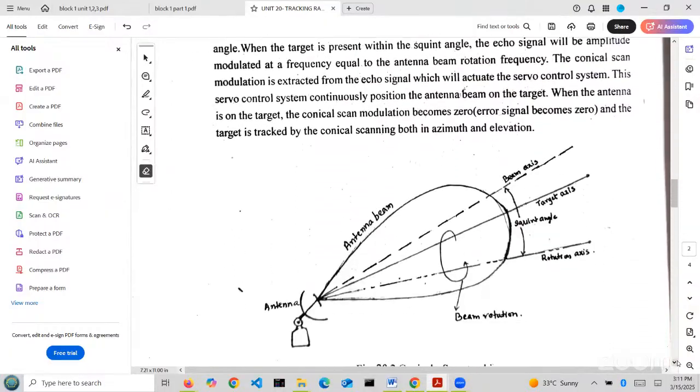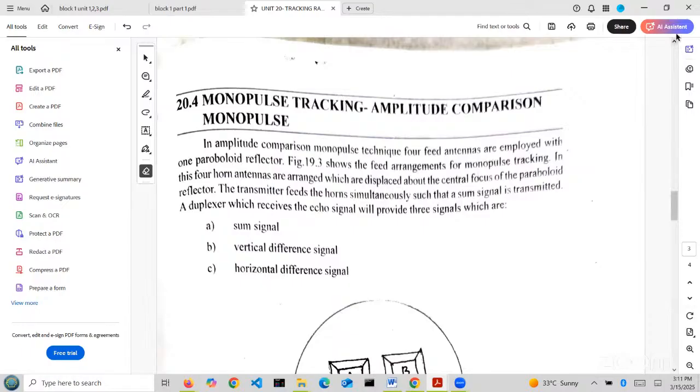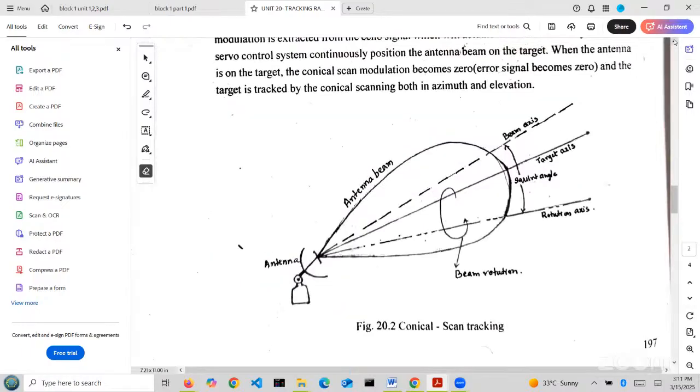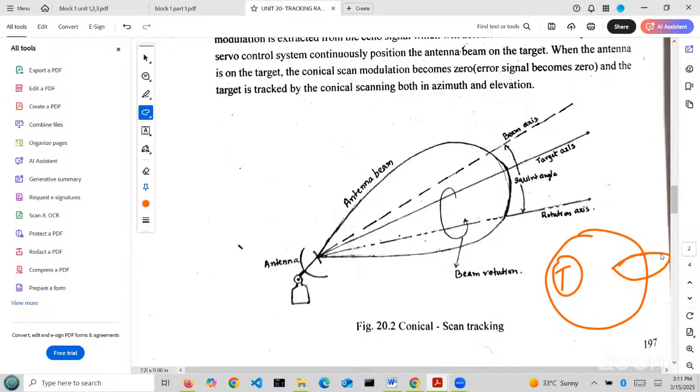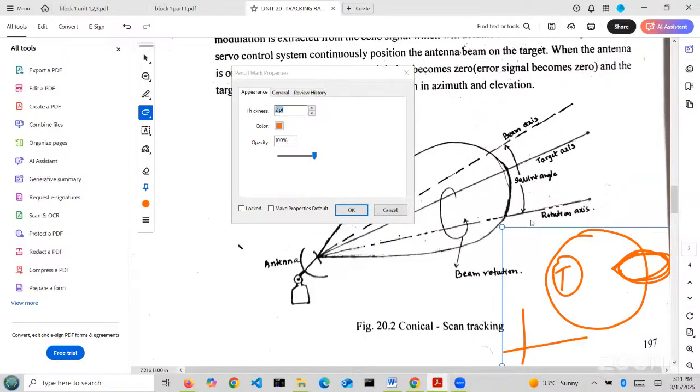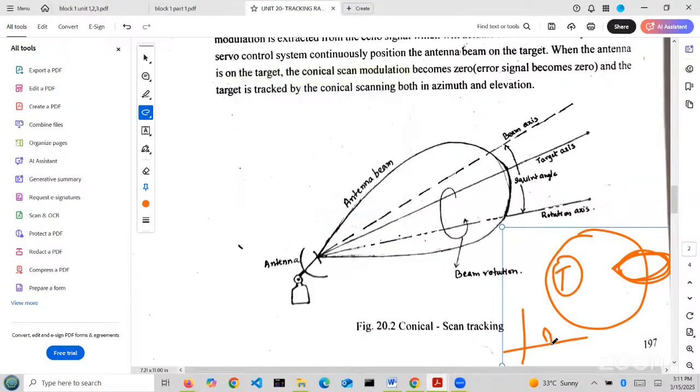I will show a rough diagram of the conical scan. Suppose I am using one paraboloid and I keep my target material here. I am continuously rotating in all directions. What is this for? Conical radar. Suppose the target is here and the conical radar is there. At that time, the amplitude of the signal is minimum.